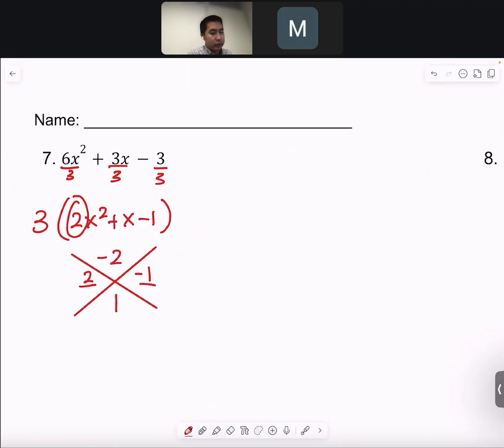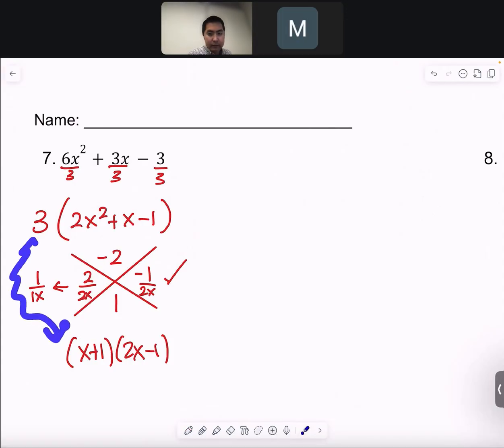Divide by the new a value, so that's 2x, 2x. This can't simplify, this can simplify. Divide top and bottom by 2. So x plus 1 is one factor, 2x minus 1 is another, and again, don't forget the GCF bandit, which was 3.